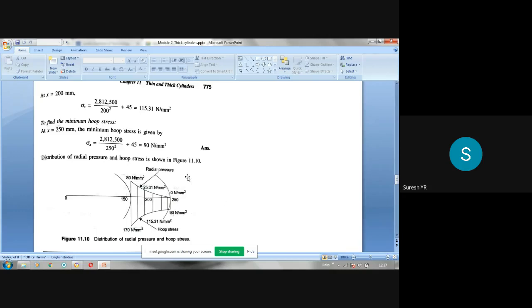So radial pressure and hoop stress act at right angles to each other. Please note that one is in the radial direction, another one in the circumferential direction. So radius and circumference. Circumference means tangent.